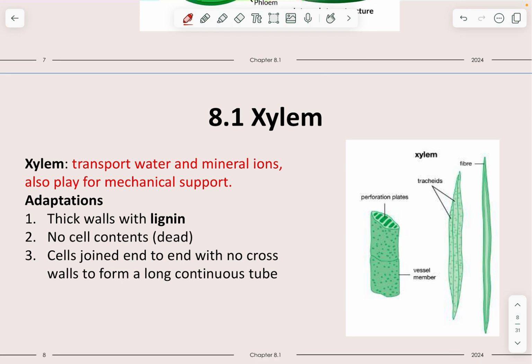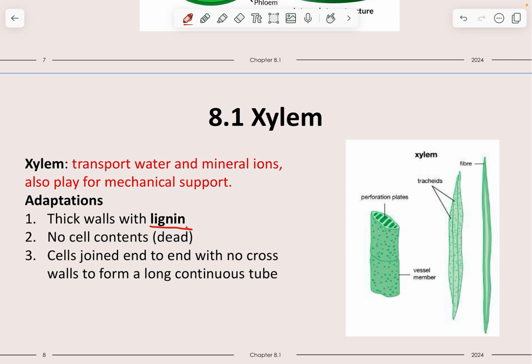So let's talk about some of the adaptations and how xylem becomes such an effective vessel that maintains support for the plant. We know that it transports water and mineral ions, and also plays a role in mechanical support. So what are the adaptations that help them in this way? Firstly, they have thick walls with lignin. Lignin is a material that is basically dead already. It's really the dead cells that fuse together with other lignins to form a wall that is really strong.